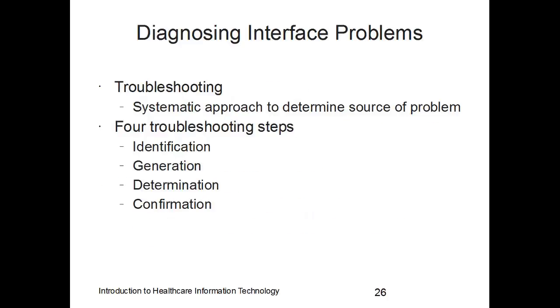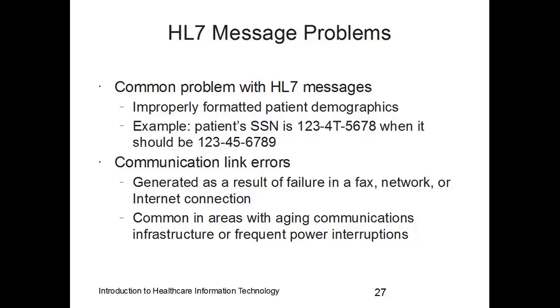Our next topic we'll talk about is diagnosing interface problems. And when you have any kind of problem like this, what you're really doing is troubleshooting. This is the systematic approach to determine the source of the problem. And there are 4 troubleshooting steps. You have identification, generation, determination, and confirmation. First, we'll start with HL7 message problems.